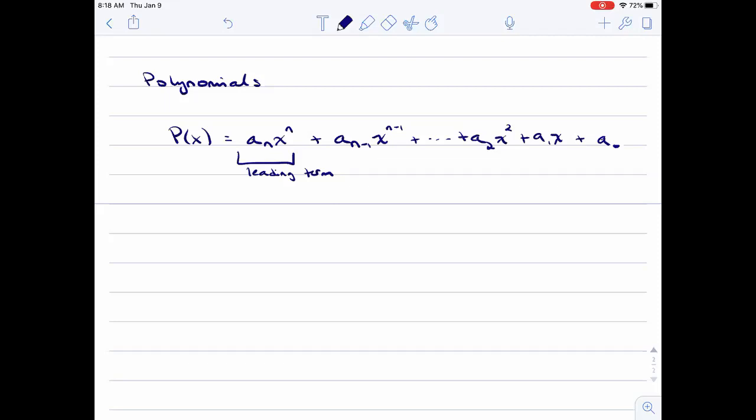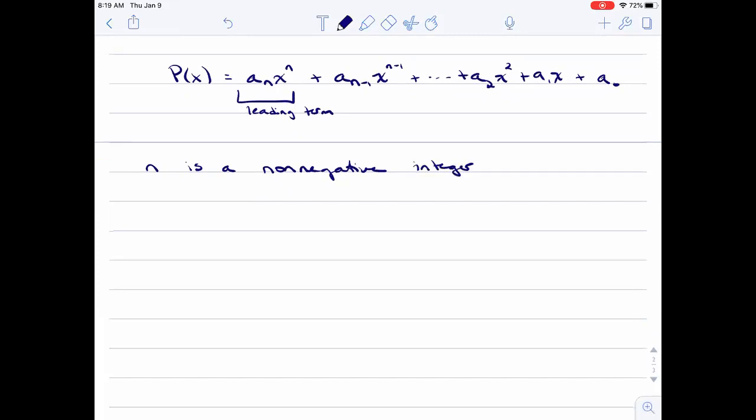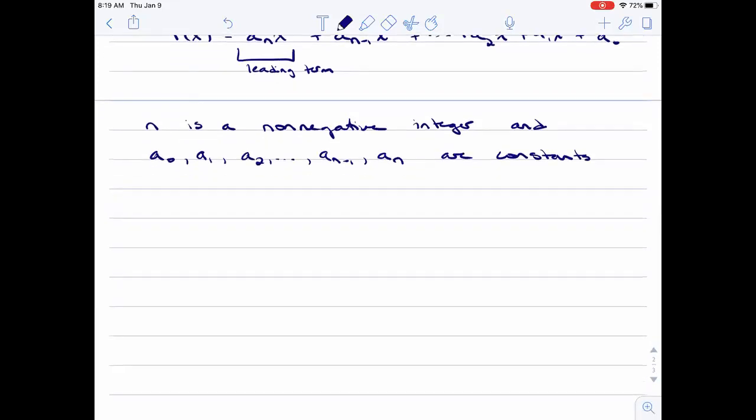So the leading term, that's the one that we're concerned with, because whatever n is, the power of x, that's your highest power in your polynomial. And so that's the degree of your polynomial. And so n is a non-negative integer, and a sub 0, a sub 1, a sub 2, all the way up to a sub n minus 1, a sub n are constants called the coefficients.